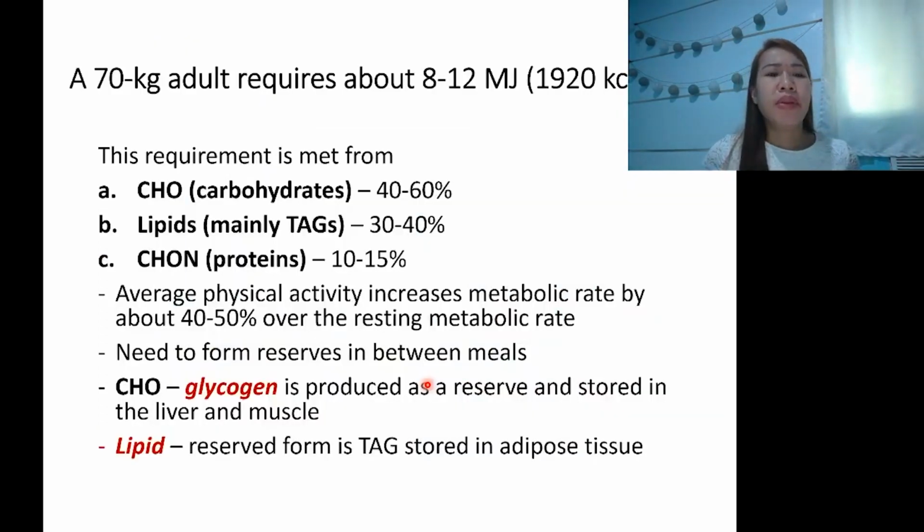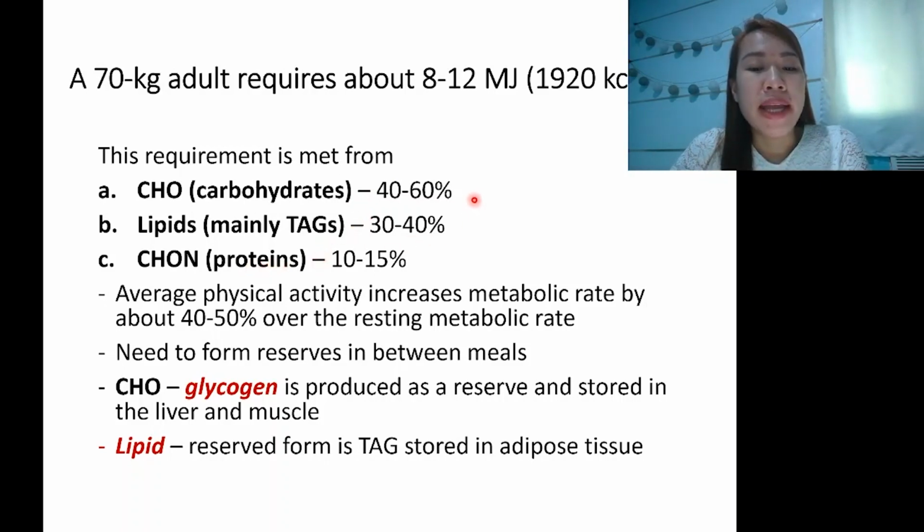Okay, here, for example, we have a 70-kilogram adult. A 70-kilogram adult will require about 8 to 12 megajoules per day, or 1,920 kilocalories. So how is this need for energy being met for an adult? It is met from carbohydrates, which is 40 to 60% from carbohydrates. We have 30 to 40% from lipids, which are mainly triacylglycerols, and 10 to 15% from proteins. So pinakamataas, highest, is that of the carbohydrate.